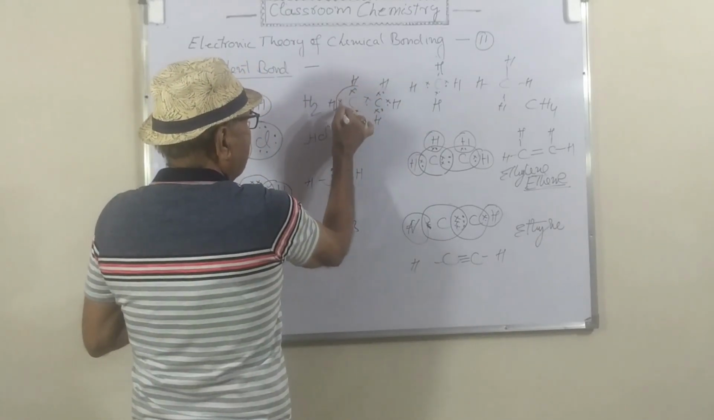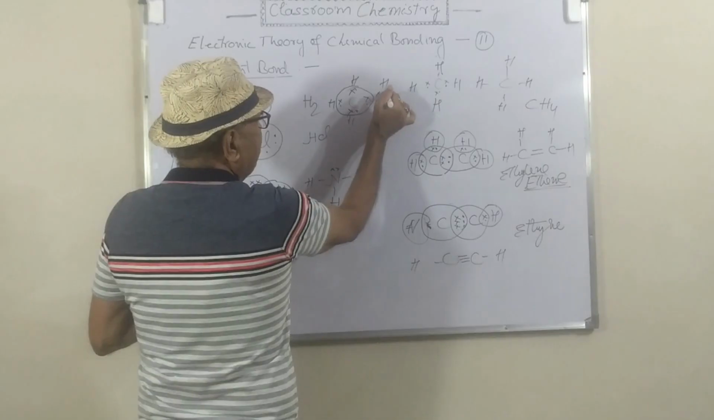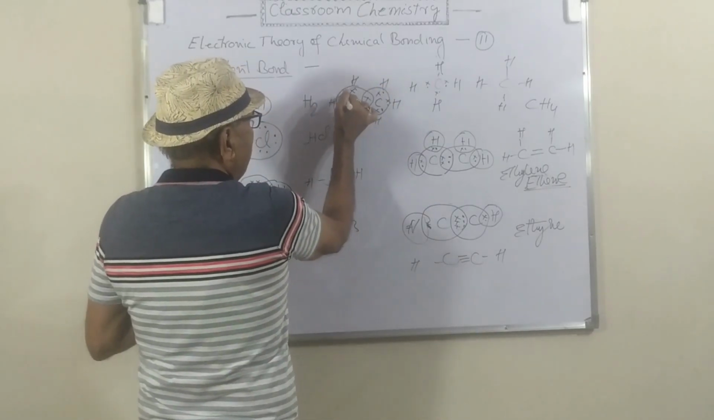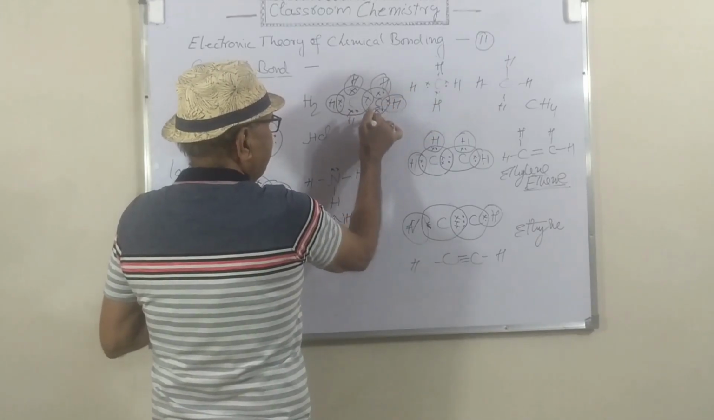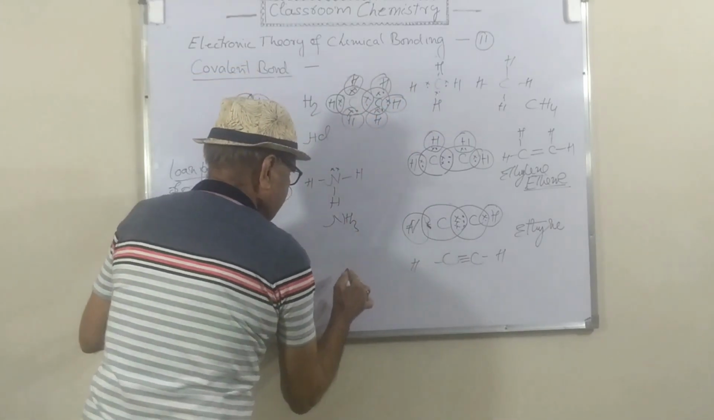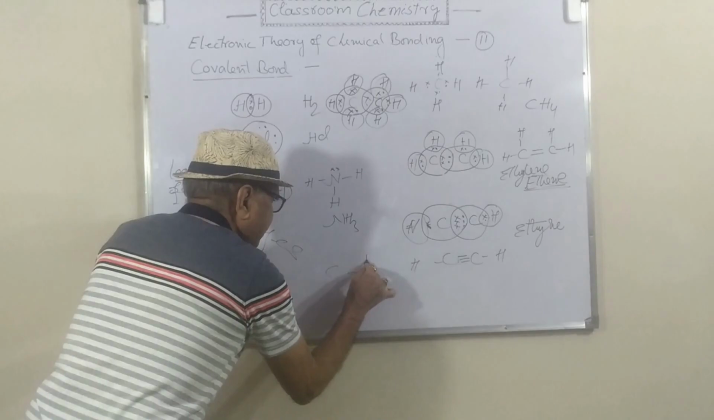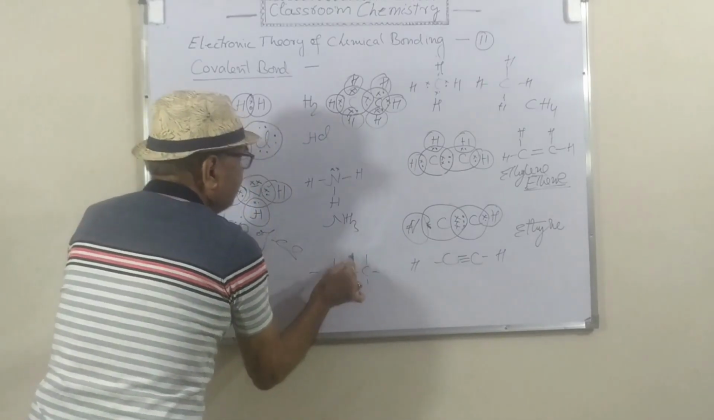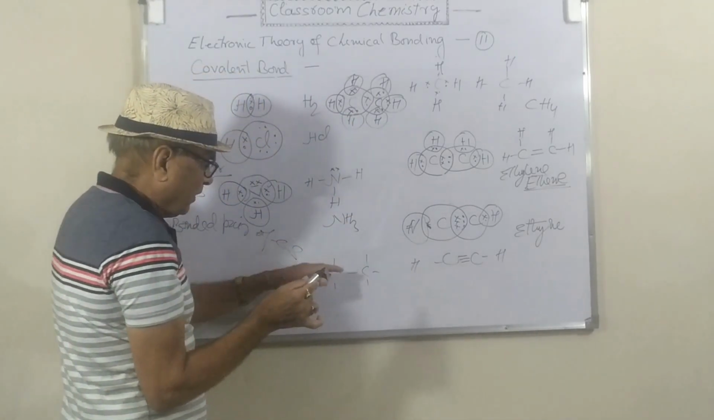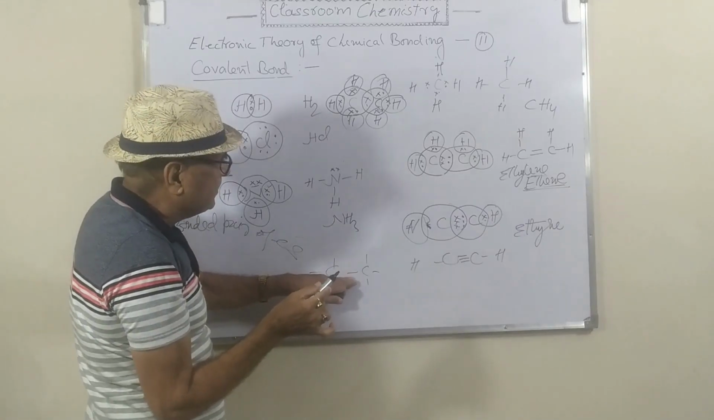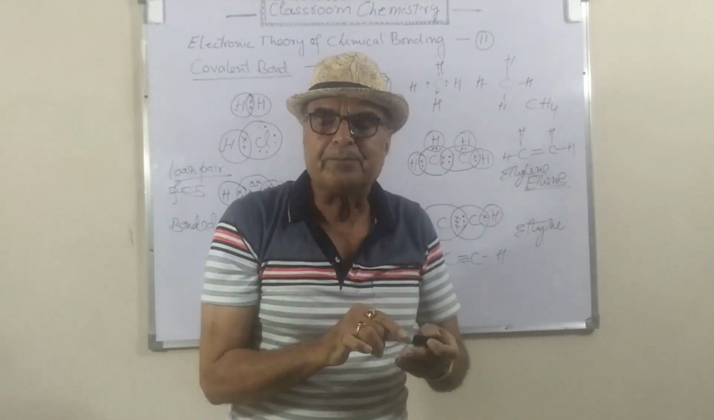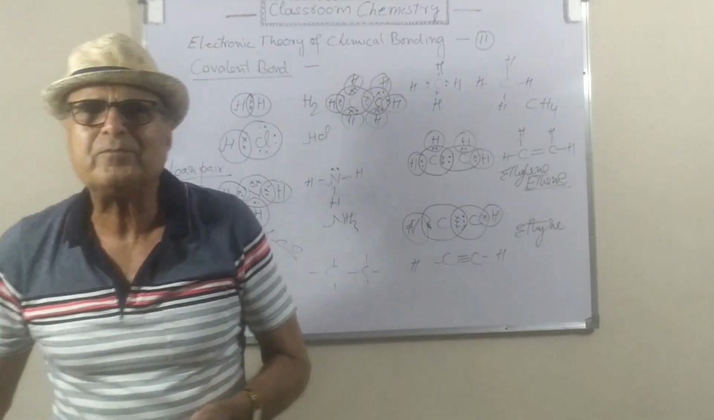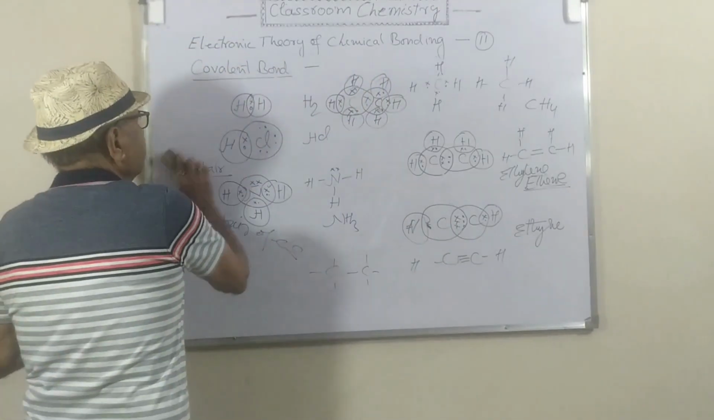So all the carbon has its octet, and the hydrogen has its duplet. In this way, this is the structure of ethane. Here is a single bond. So I have explained the single bond, double bond, and triple bond. Now I am coming to a second formation.